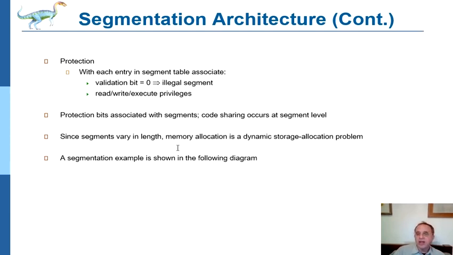Since segments vary in length, memory allocation is a dynamic storage allocation problem. What does that mean? We still have our questions of best fit, first fit, and worst fit. That's what they mean by dynamic. In other words, they're variable lengths. So where I choose to put a segment, I may have multiple possible places to put it. I may put it in the biggest hole or the smallest hole. I still have holes, and I still have to find where to put a segment. Okay, that's the idea of segments.